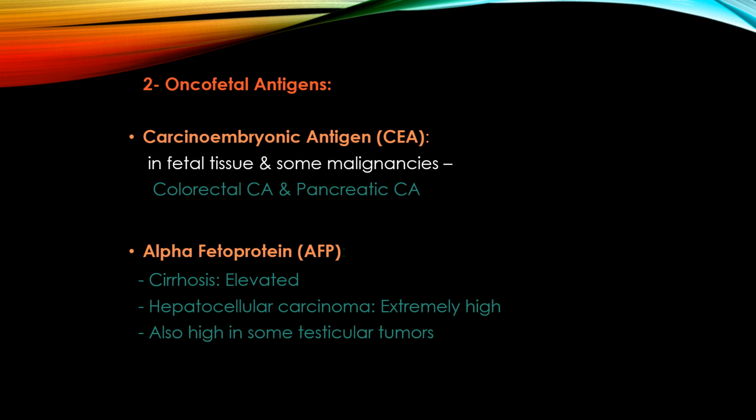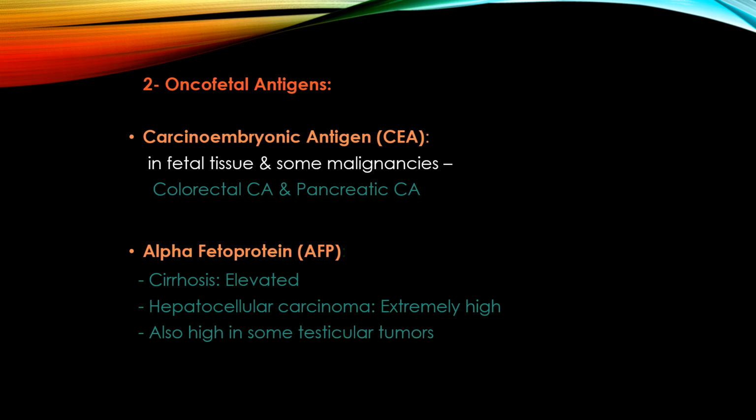The second type is the oncofetal antigens, like the CEA or carcinoembryonic antigen. This is usually seen in fetal tissues and in some malignancies, including colorectal carcinoma and pancreatic carcinoma. And this, as we said earlier, can be used in detection of relapse or response to treatment. So if we do surgery for a patient with pancreatic cancer, we usually follow him up with radiology. And if the radiology is negative, we usually do the CEA. If the CEA is elevating again, this means that the patient is having some relapse that we cannot see clinically.